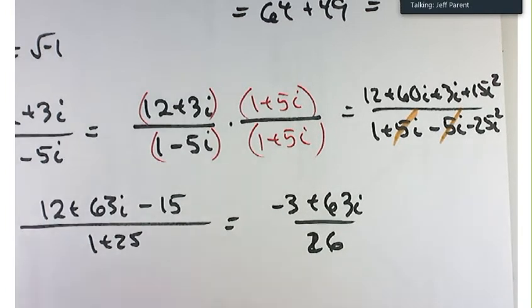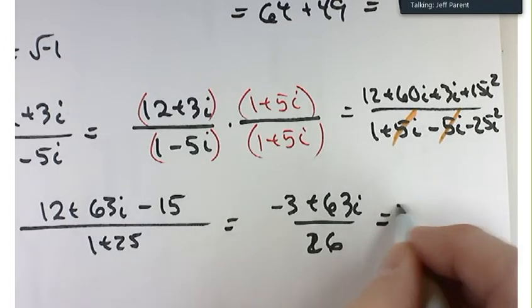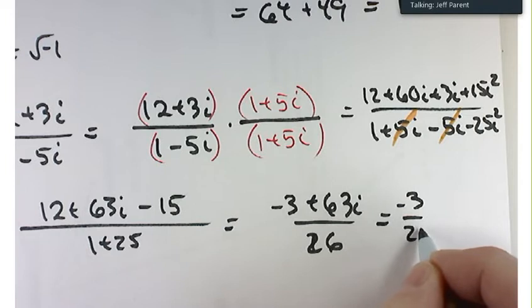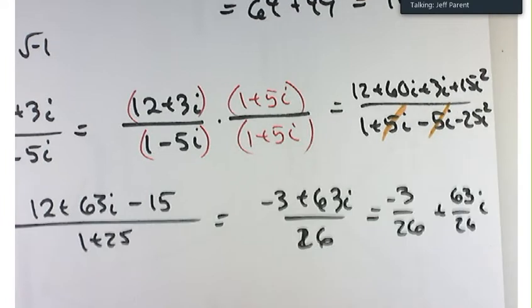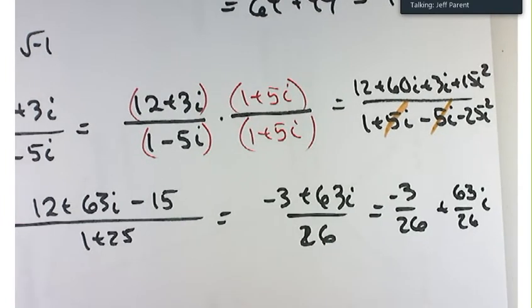And that's fine for me. In WebAssign, they might want you to write it as negative 3 over 26 plus 63 over 26 times i. That separates it into a real and imaginary part, because the real and imaginary parts have lots of different applications in various branches of physics. So, cool. Leave it there.